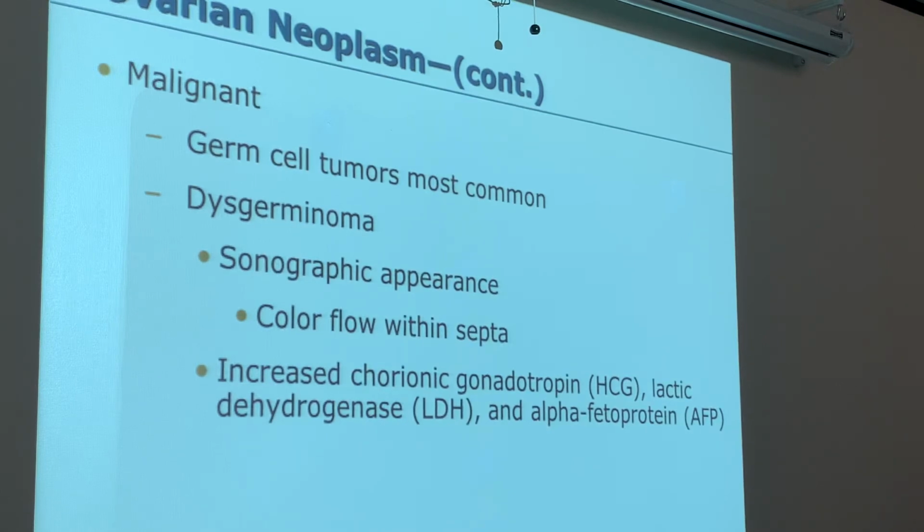Germ cell tumors are our most common malignant. Even a dermoid, it is benign, but it can turn malignant. Okay, so they always take them off. A dysgerminoma, it's the same thing in a male, like a male, it would be called a seminoma, but in a female, it's called a dysgerminoma.